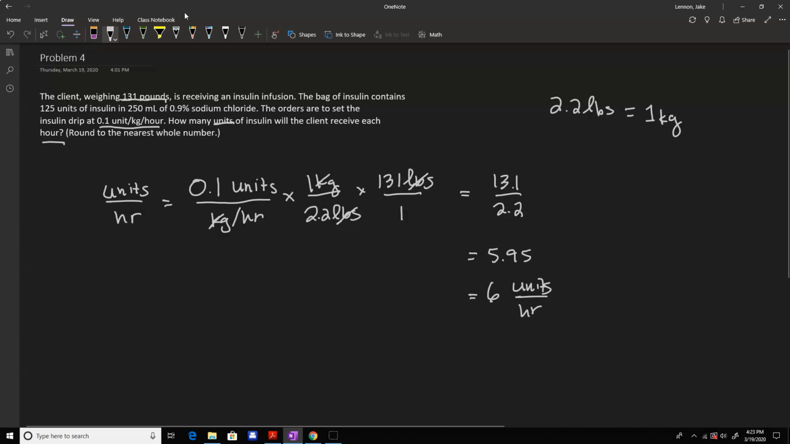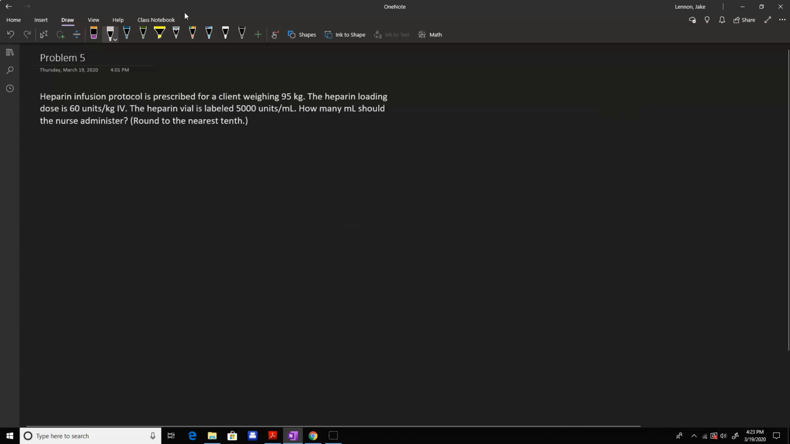All right, so that was our first tricky one. Let's go ahead into number 5. So again, read the last sentence. How many milliliters should the nurse administer? So we have milliliters equals. Find milliliters in the problem.